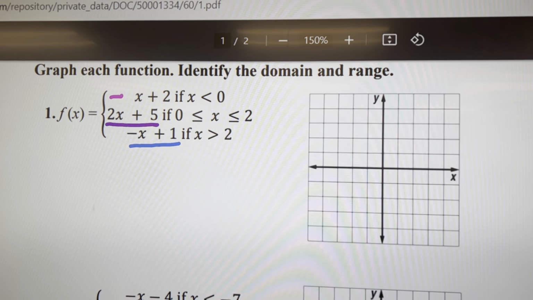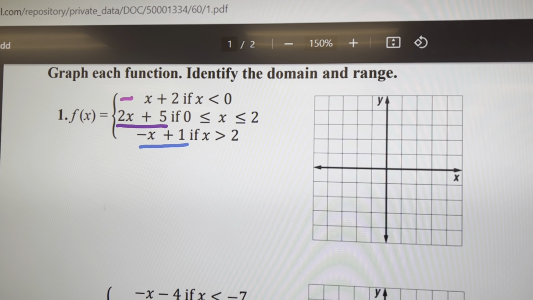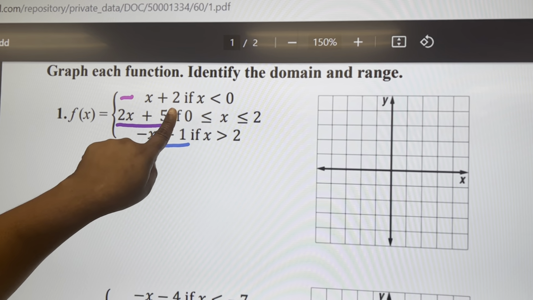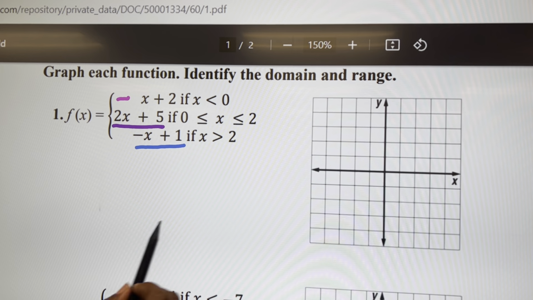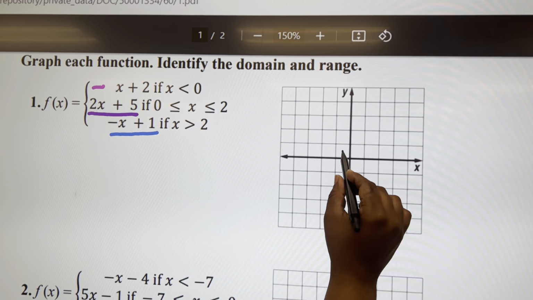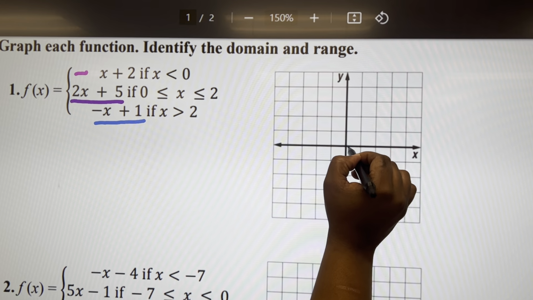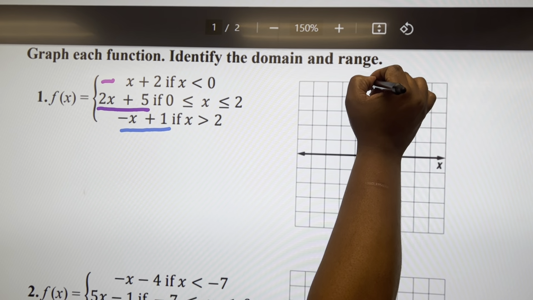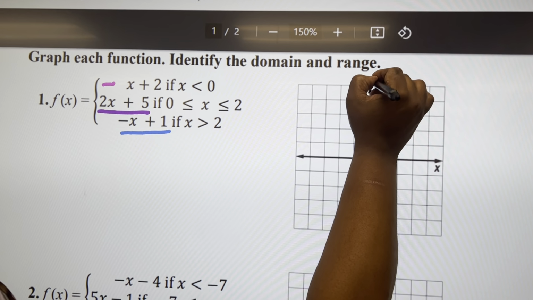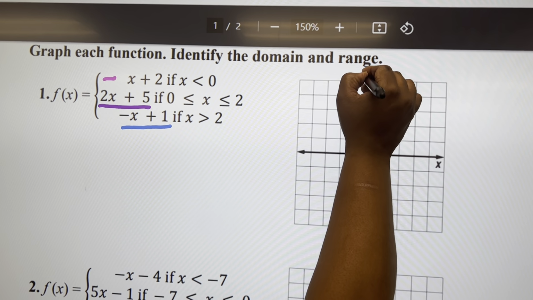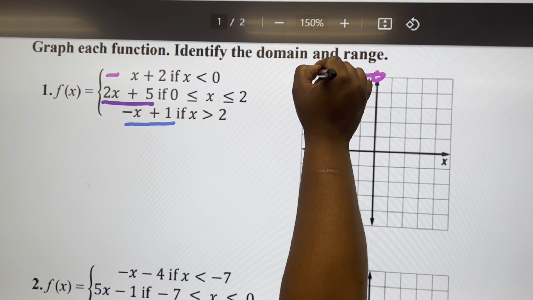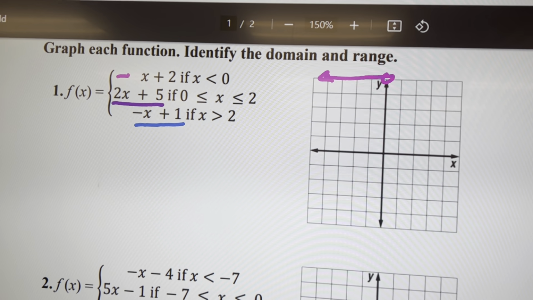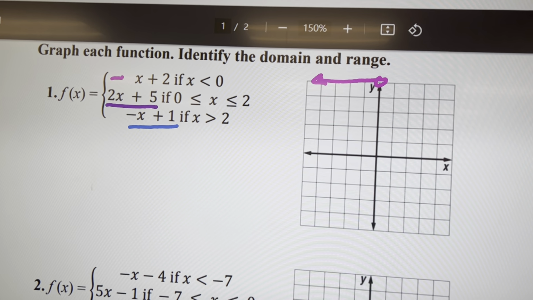All right, so let me go back to pink. We're looking at the first line first. Take this a piece at a time. Our domain is we only want to graph this line where x is less than 0. So I'm going to come over here on my graph and find 0 on my x-axis. 0 is here. And then I only want to graph the piece that's less than 0. So I know I should have an open circle at 0. And then I only want to graph the piece that's less than, in pink. It's going to go that way.